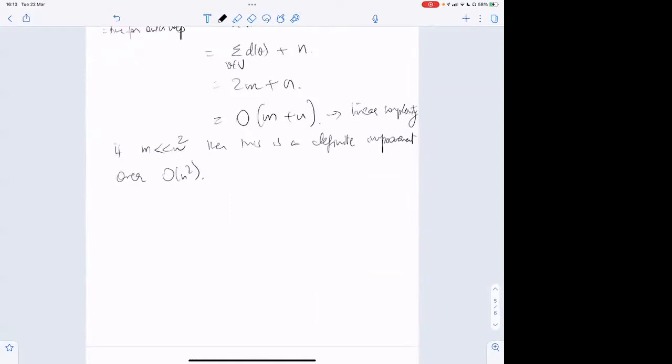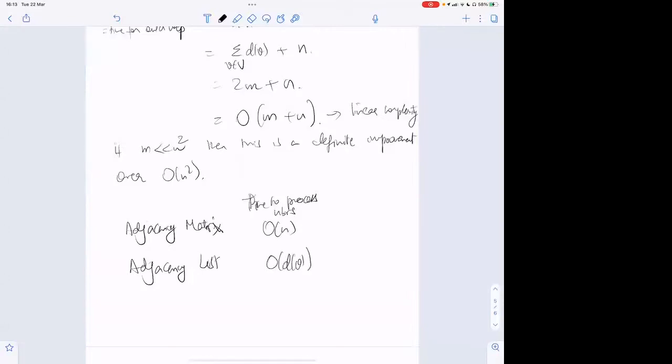So, if you compare adjacency list and adjacency matrix, the time to process neighbors is order n here, and here it is order d of v. Correct?